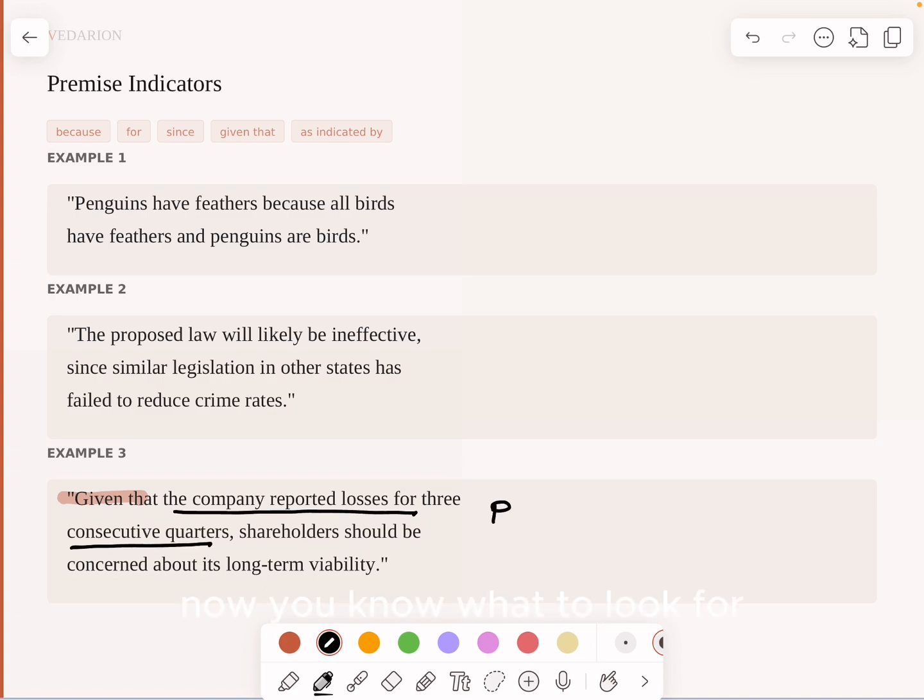Now you know what to look for. Practice spotting this in everything you read. The more automatic it becomes, the faster you'll move on testing.